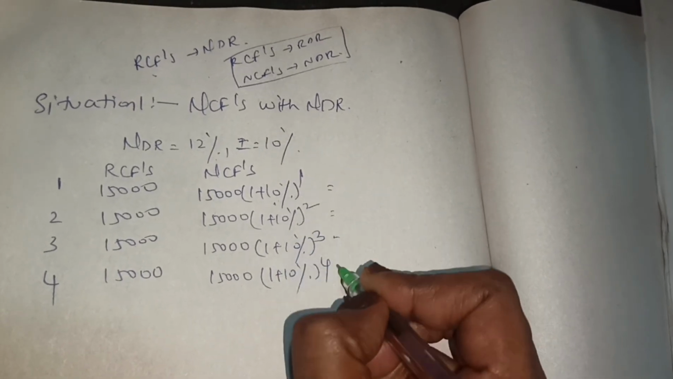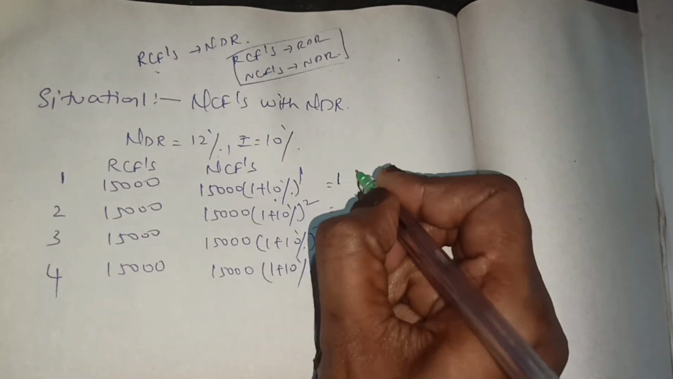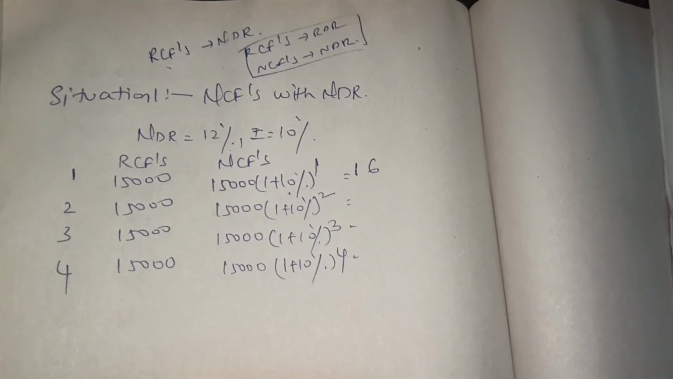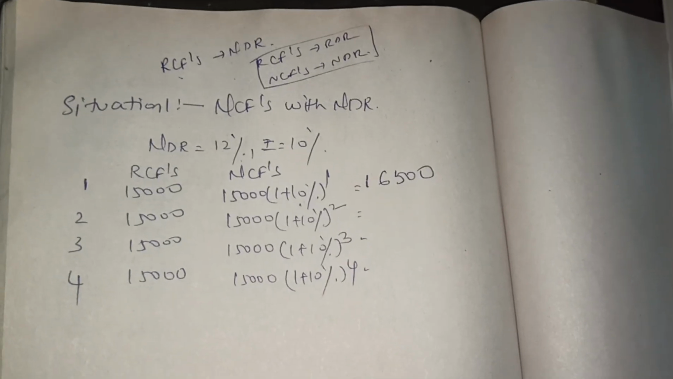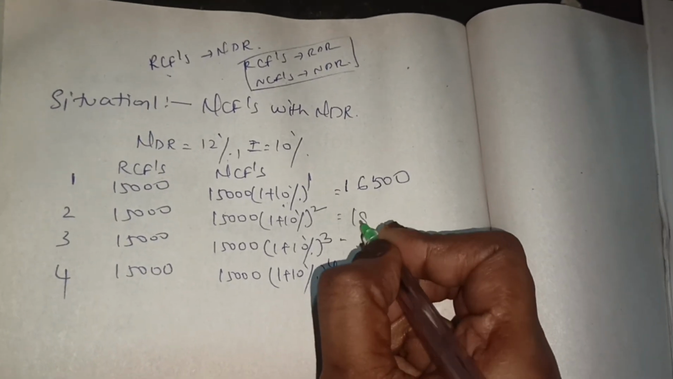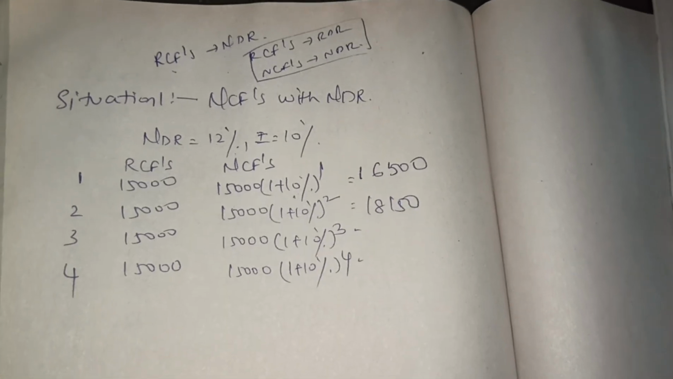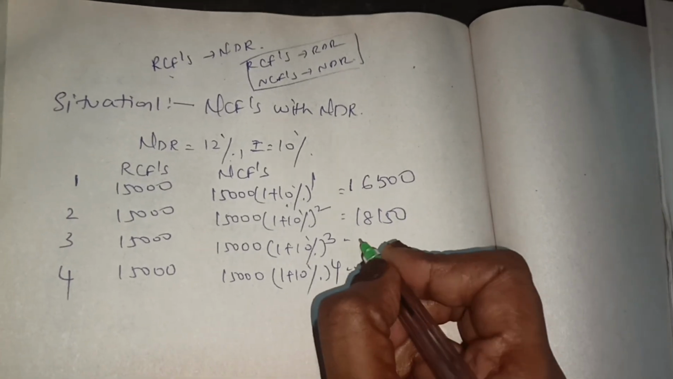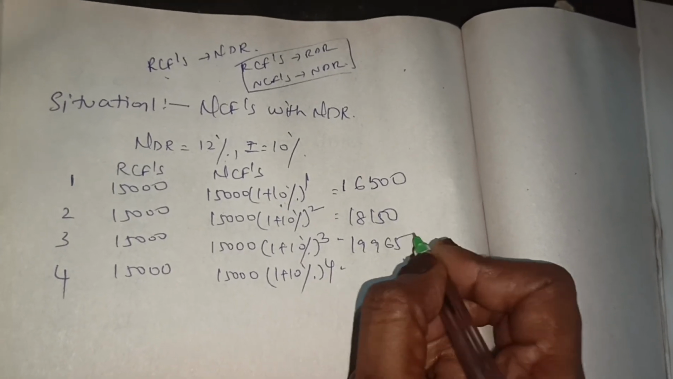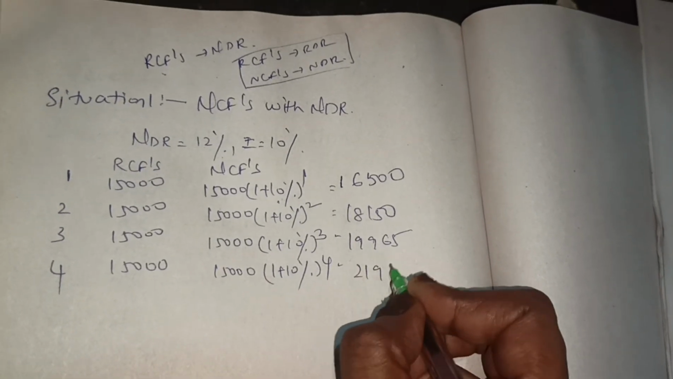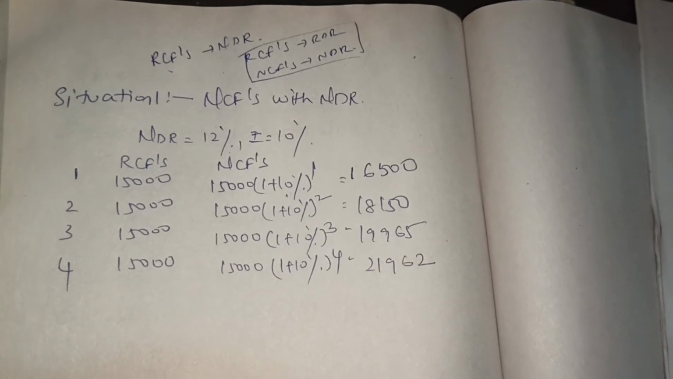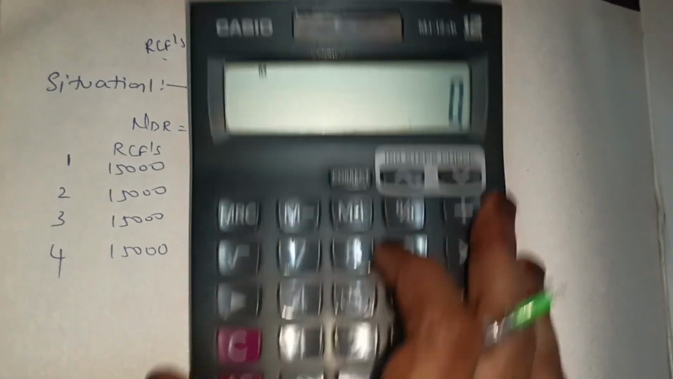So when I calculate this, first year I'll be getting 16,500. For the second year I'll be getting 18,150. For the third year I'll be getting 19,965. For the fourth year, I'll be getting 21,962. Let me show you the calculation.